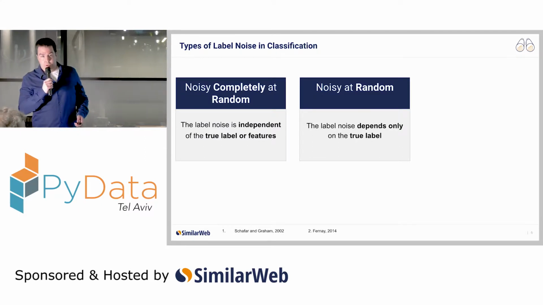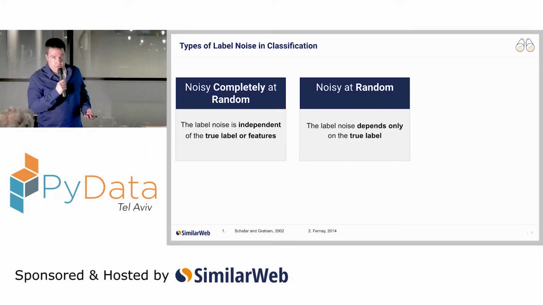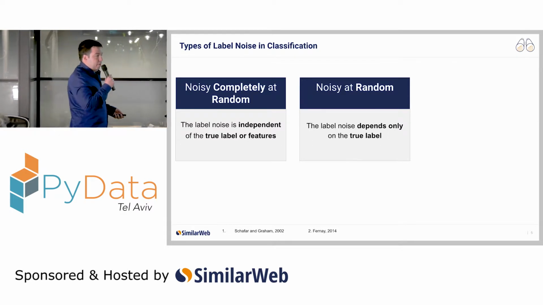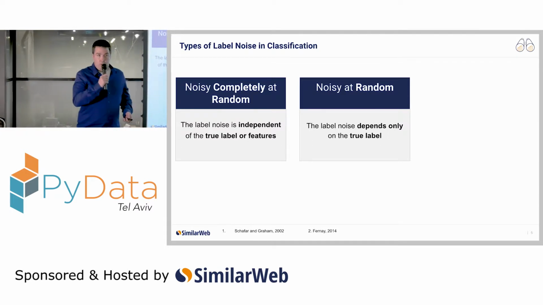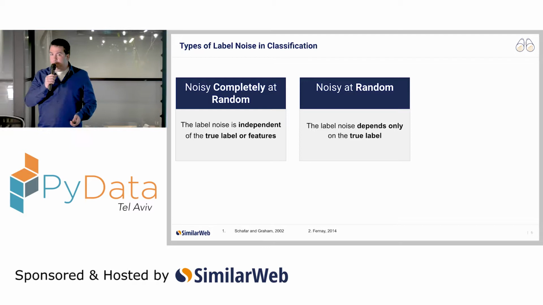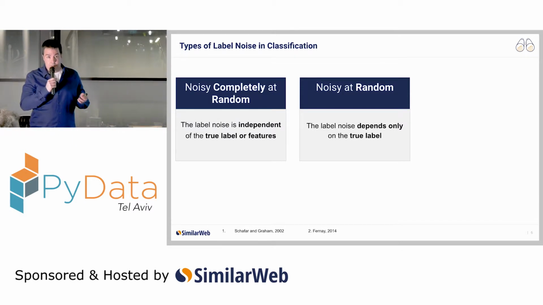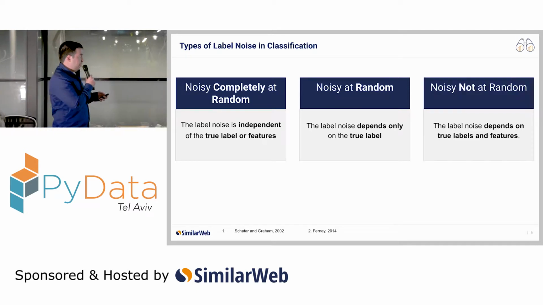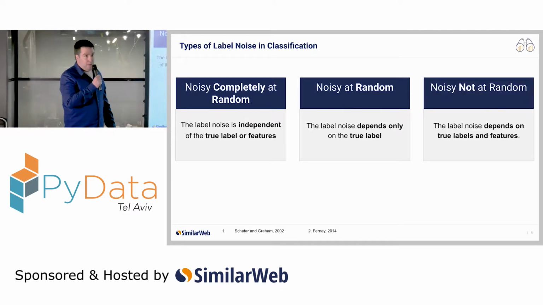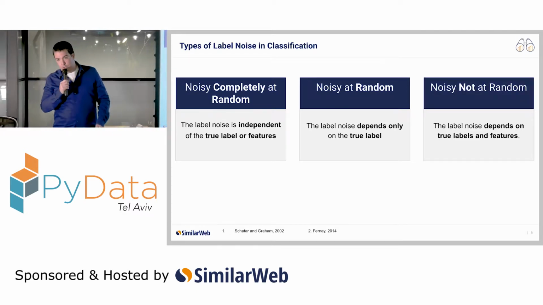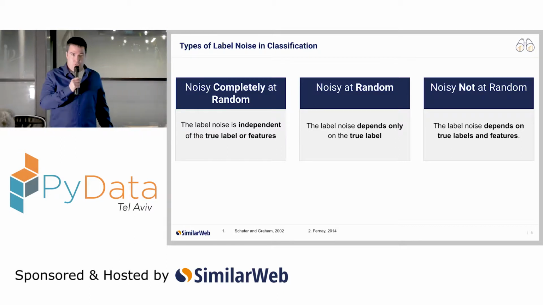This allows us to define an asymmetric label noise, and by so doing we can define a transition matrix in which the ij component depicts the probability of obtaining a class i when in fact the true class was class j. The third type is noisy not at random, where the label noise depends both on the feature space and on the original label.